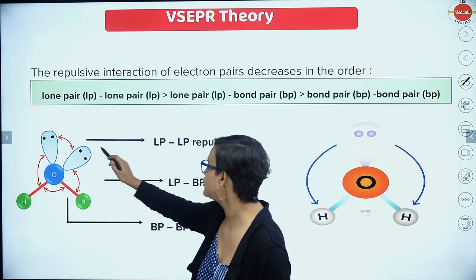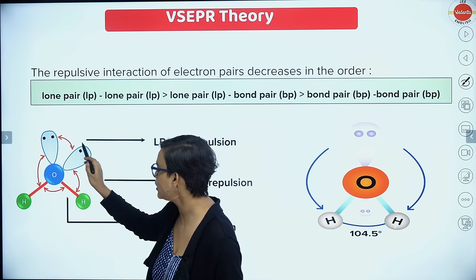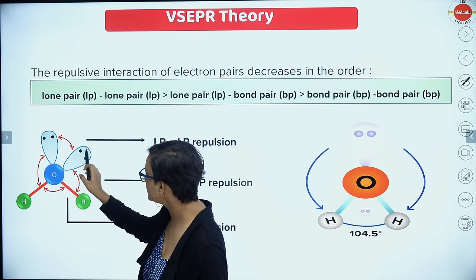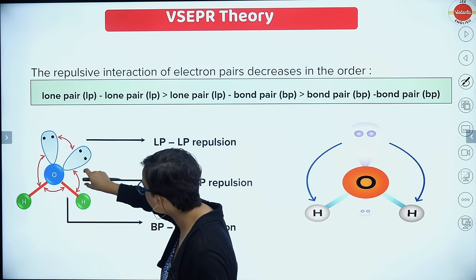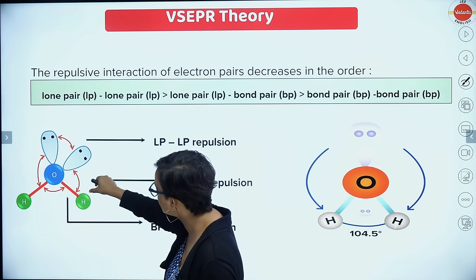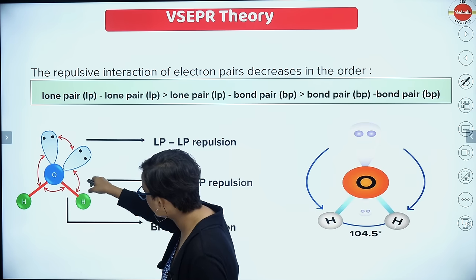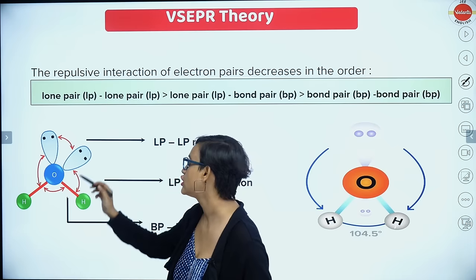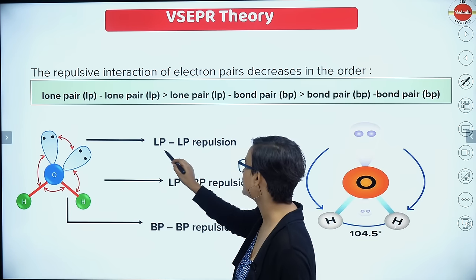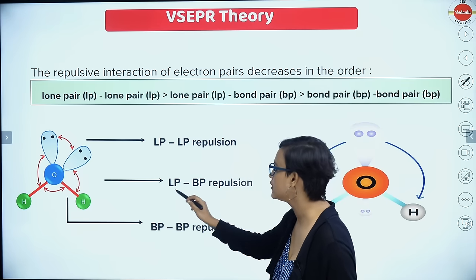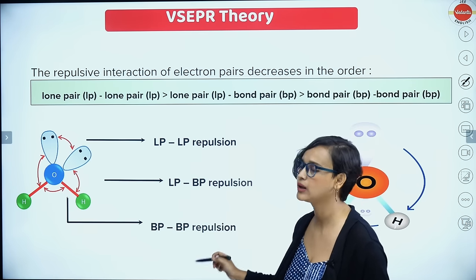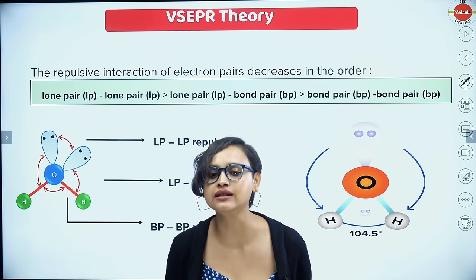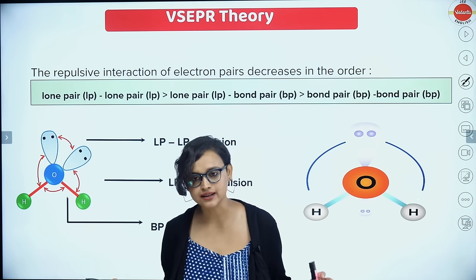But imagine if you have two lone pairs now. Do you think that it will be like this? Actually, it will be even further away, okay? And these two will come closer. So the lone pair repulsion will be maximum. Then it will be lone pair, bond pair, and the bond pair repulsion is the least, okay? It is the least. Are you getting it?